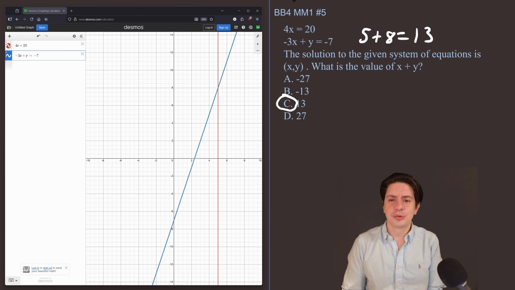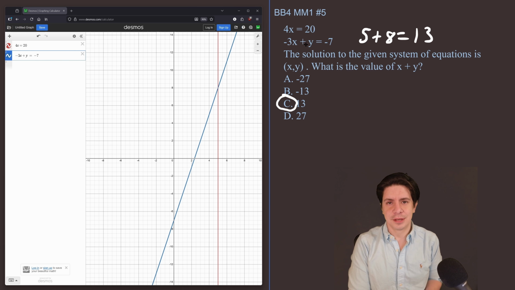Okay, so you could do it obviously with substitution or elimination, but Desmos is your friend. You want to be using that for this and not be wasting time using the other ones.